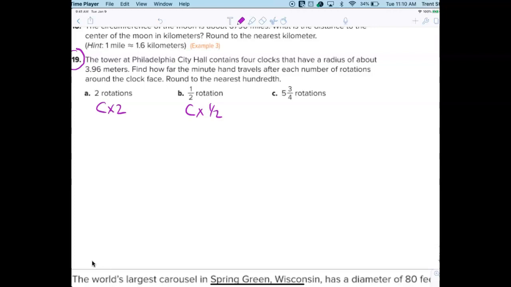Tell her. The circumference times 5 3/4. That's it. I don't understand that. Listen to me. I'm going to show you something, and then I think you'll understand it. I'm going to draw it up here, and then you should be able to see it better.